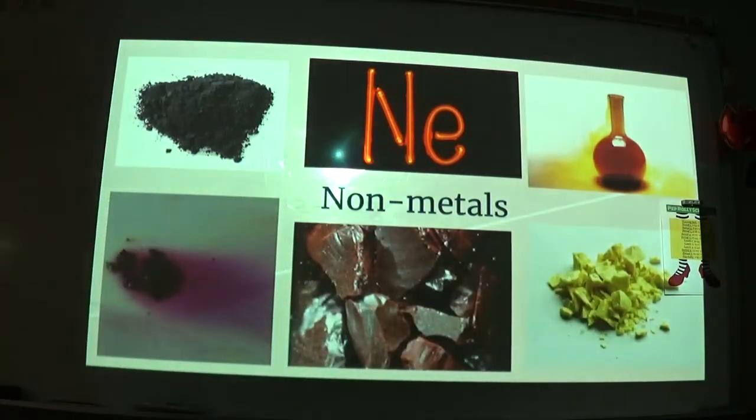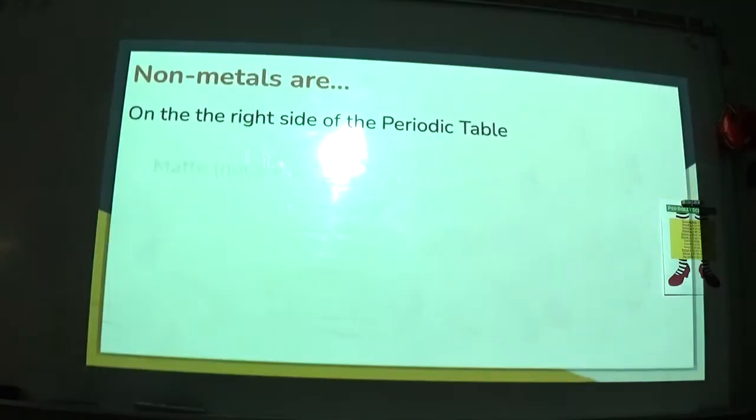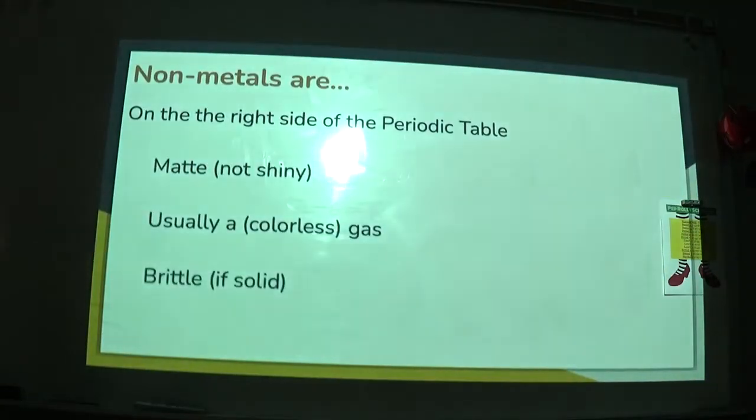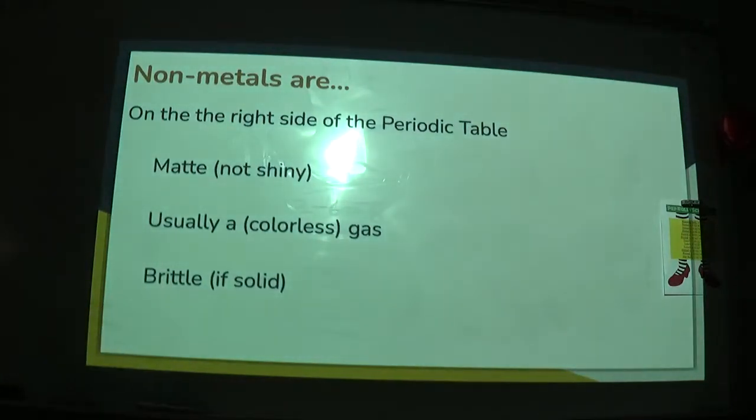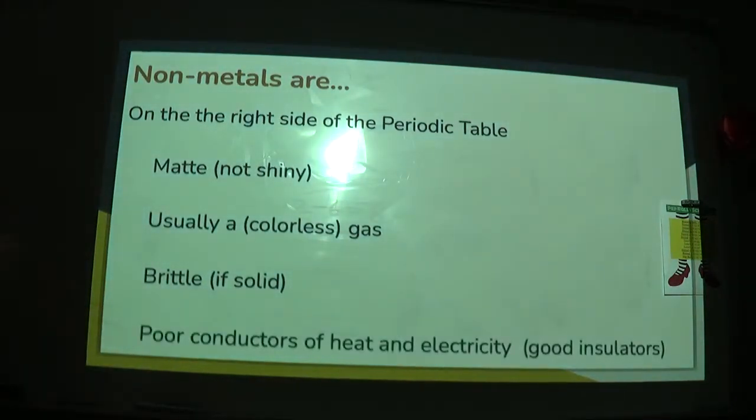Now that's not to say that it's easy to break. Sometimes, if you have a big chunk of sulfur, you can't break it. Brittle doesn't mean it's easy to break. It means what happens when you apply enough force. Will it bend eventually, or will it break and crumble? Brittle means break and crumble. They are poor conductors of heat and electricity, aka good insulators.